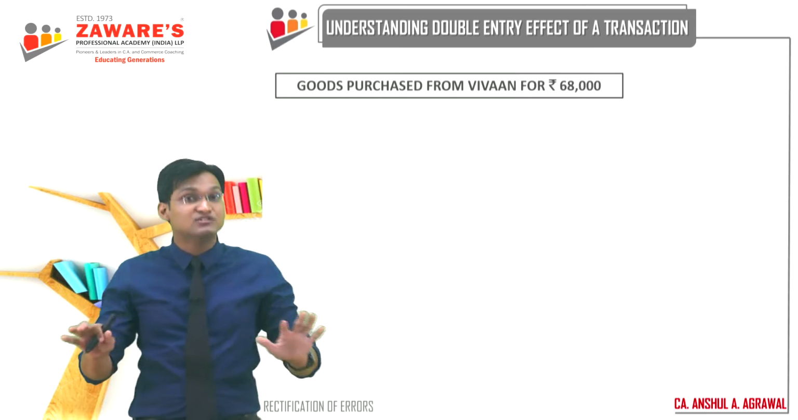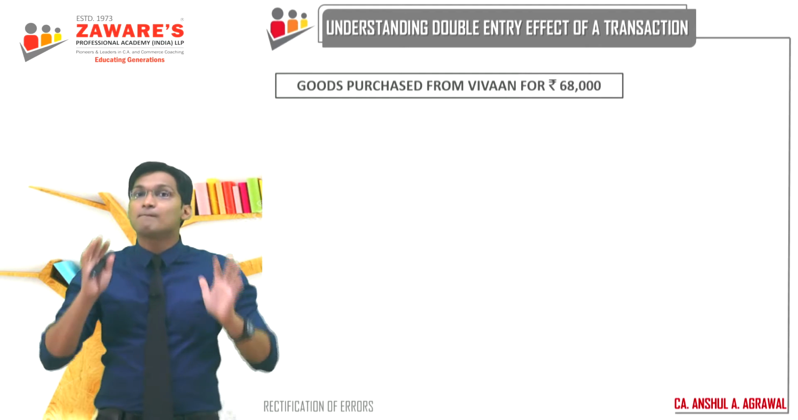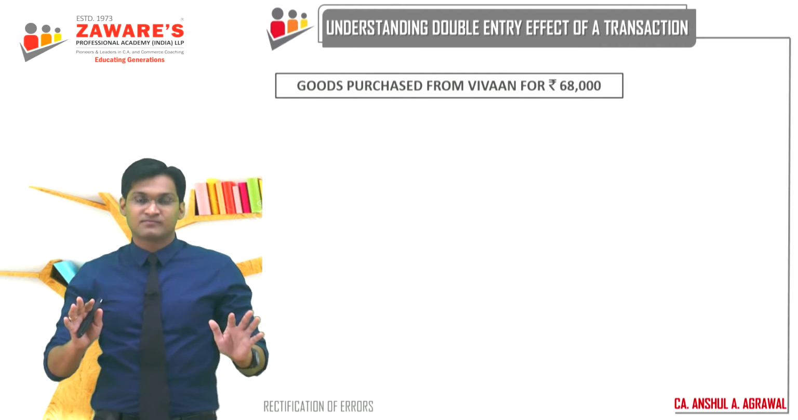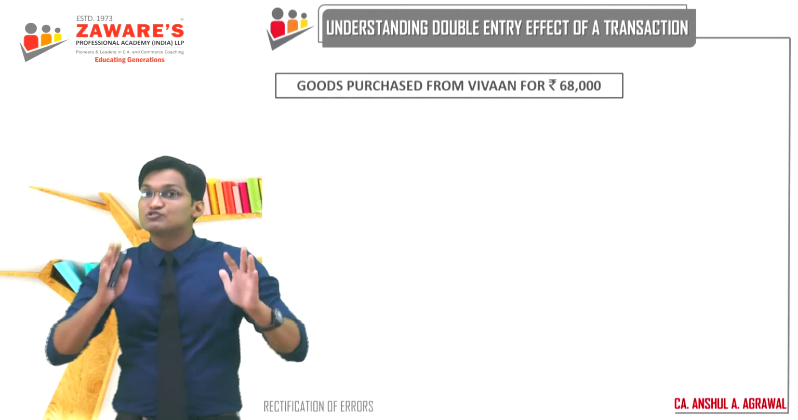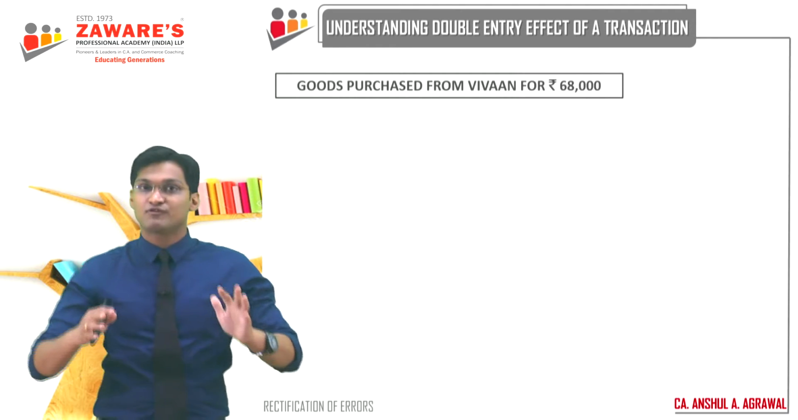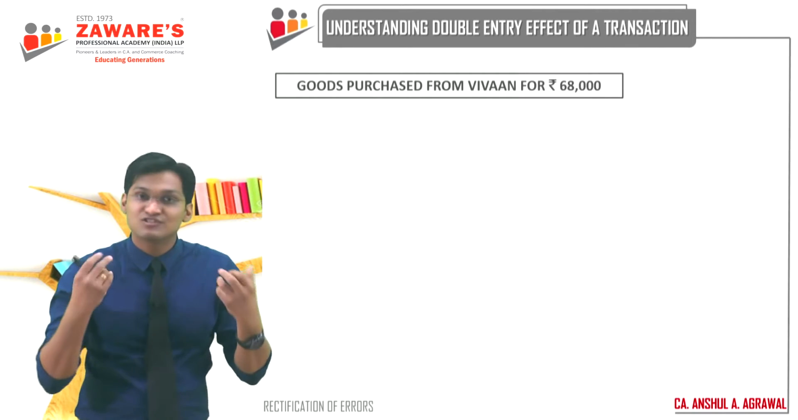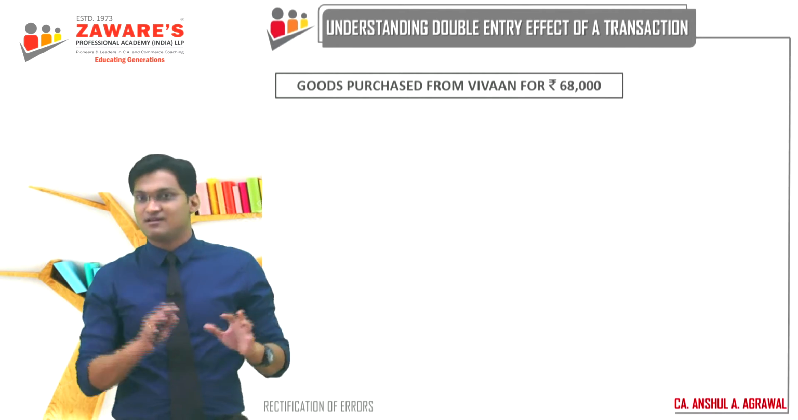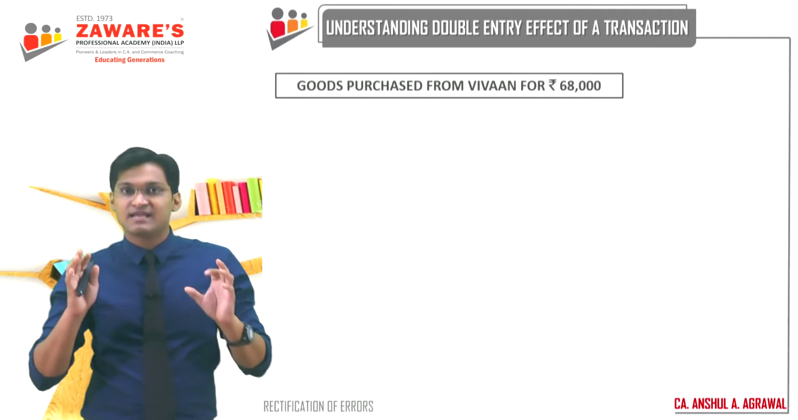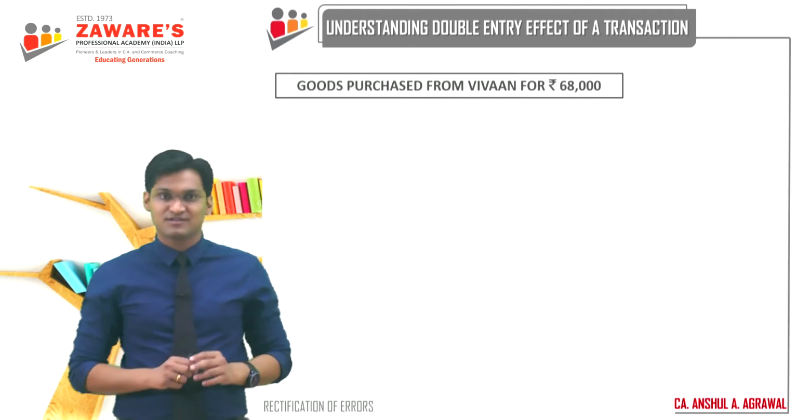They haven't mentioned anything about payment. They haven't mentioned that goods purchased from Vivan for rupees 68,000 were paid in cash or by cheque. They haven't mentioned anything about it. That means, can I say it is a credit purchase transaction?